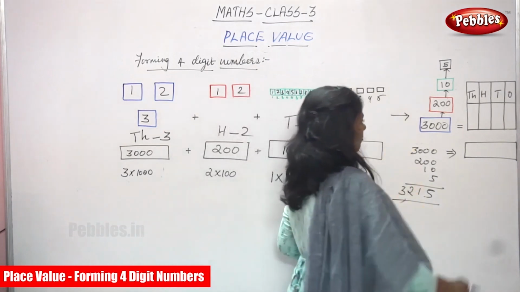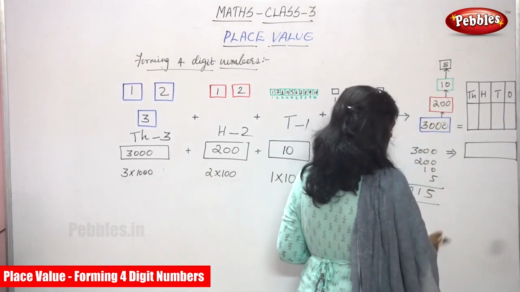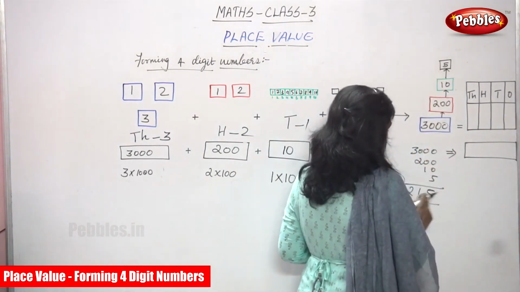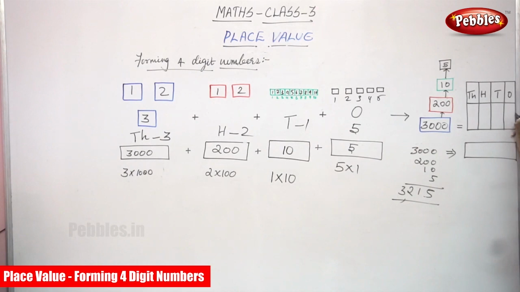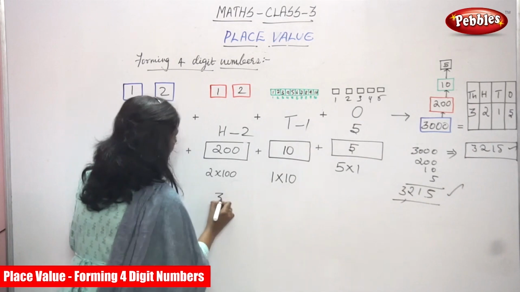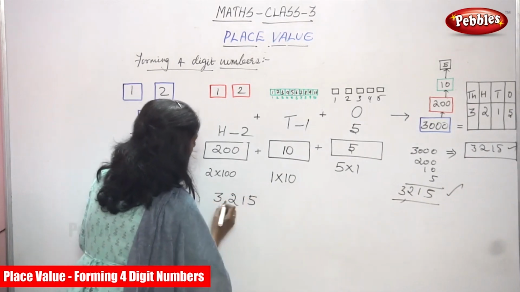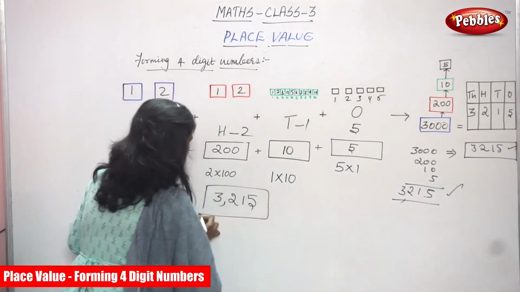Now I've added everything: 3210 and 5. You have to add everything. We can form the 4-digit number 3215. Now you have to write in place value. I've told you to start from right to left. That means 5 ones, 1 ten, 2 hundreds and 3 thousands. The total is 3215, the right answer for this question.